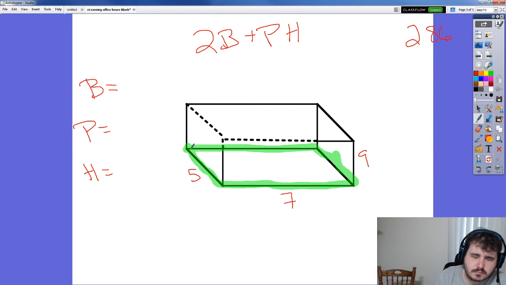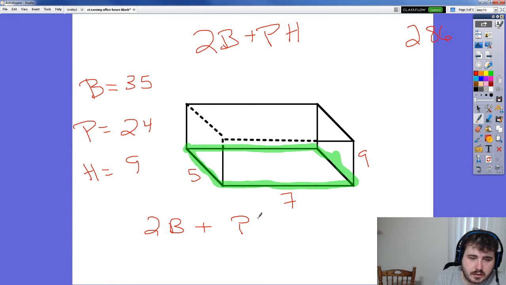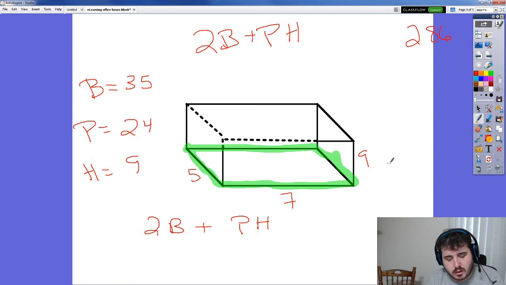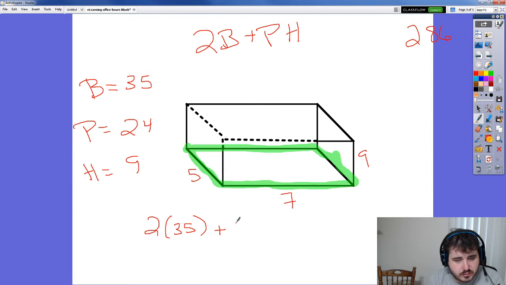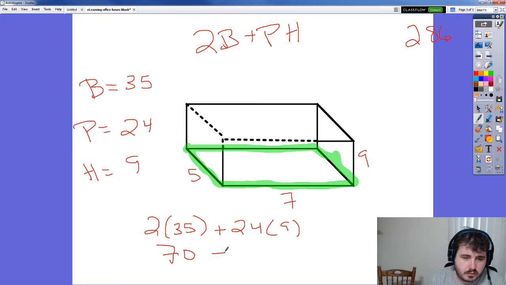So here, this base is 5 by 7, so 35. Perimeter, 7, 14, 24, and height is 9. So once again, 2B plus PH. I know what B, P, and H are, so 2 times 35 plus 24 times 9. Here's 70. And then 24 times 9.